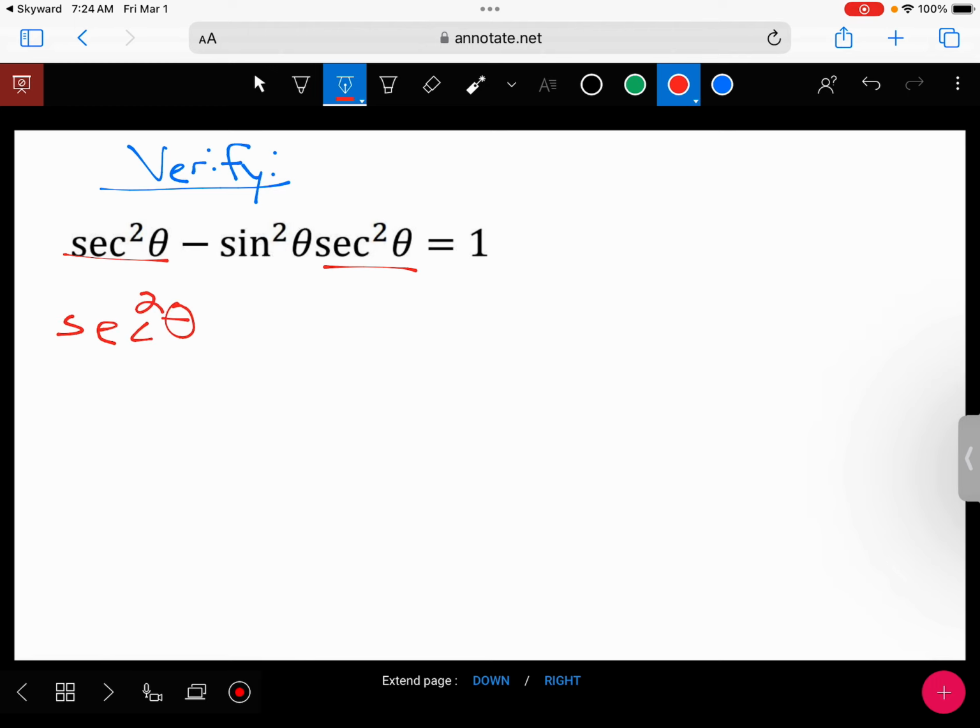Secant squared, which is our GCF. Remember, left in the parentheses is still going to be a subtraction problem. Yep, we divide each term by the GCF. Secant squared divided by secant squared is going to be 1. We keep the subtraction sign. Sine squared, secant squared divided by secant squared is just going to be sine squared.